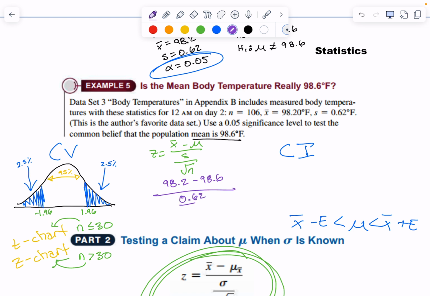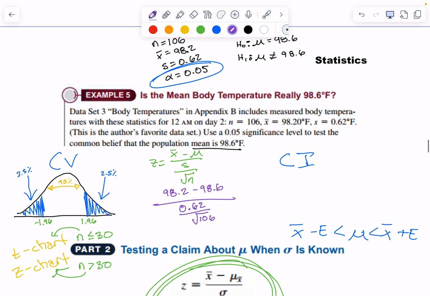So, standard deviation. Wait, why 10, is it 106? There you go. So we're filling out this formula. We're going to get our test value. Somebody want to do that for me?